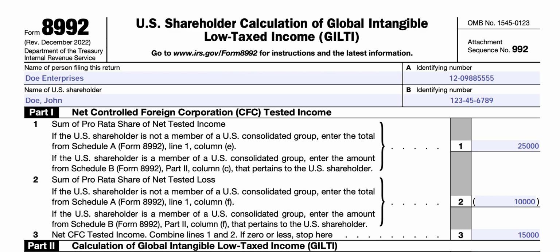So at the top of the form, we're going to enter the name of the person, in air quotes, filing this return. Most likely it will be some sort of partnership or corporation. In this section over here under identifying number, if for some reason it is a person, you would put the Social Security number. For any other taxpayer tax entity, you would put an employer identification number.